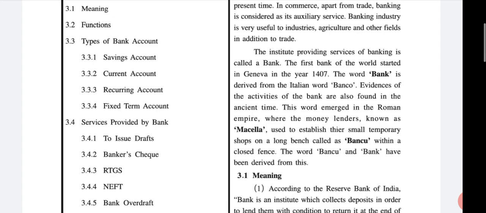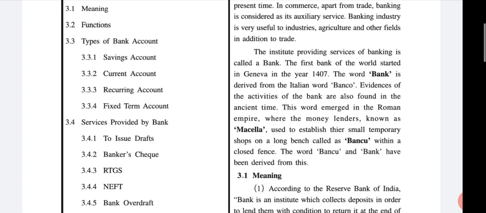First Bank of the World in Geneva started in the year 1407. The word bank is derived from the Italian word banco. Evidence of activities of banks is also found in ancient times. These words emerged in the Roman Empire where the money lenders, known as macella, had small temporary shops on a long bench called banco. So the words banco and bank have been derived from these. Clear?